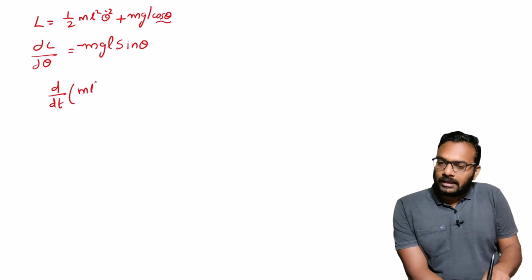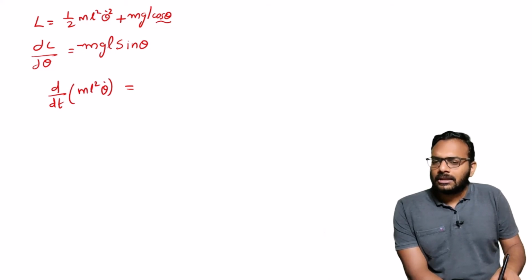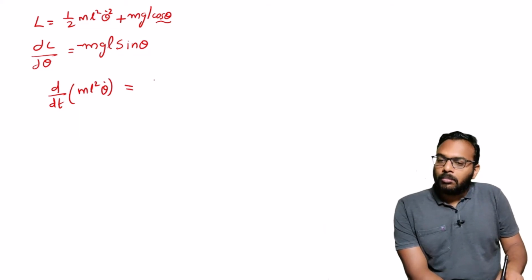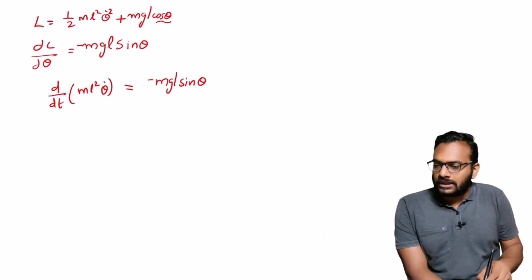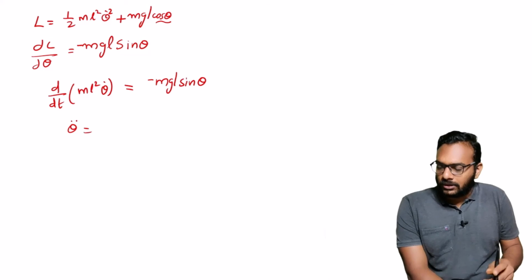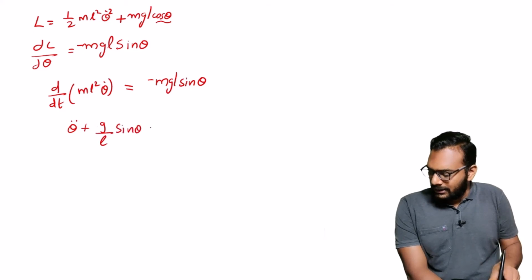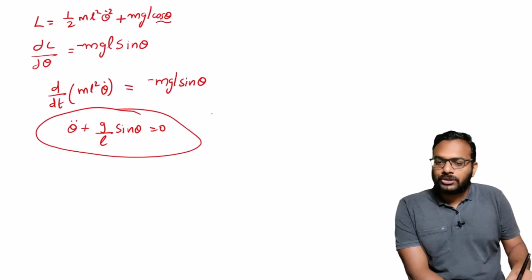of ml square theta dot is equal to dou L by dou theta, so it's equal to minus mgl sin theta, and often we are interested in the theta double dot. So you can solve for theta double dot from here, or we can write this equation as theta double dot plus g by L sin theta is equal to 0. Now this is the required equation describing the motion of the simple pendulum.